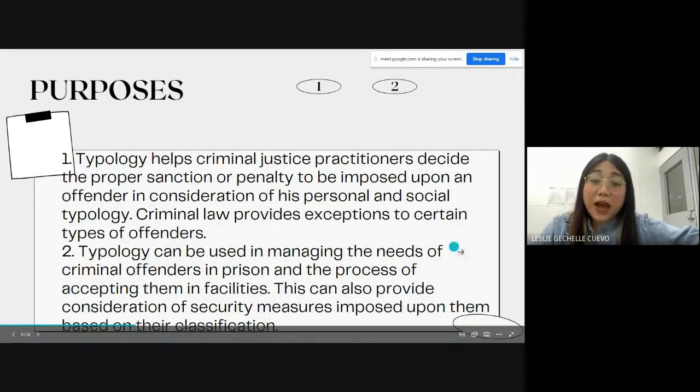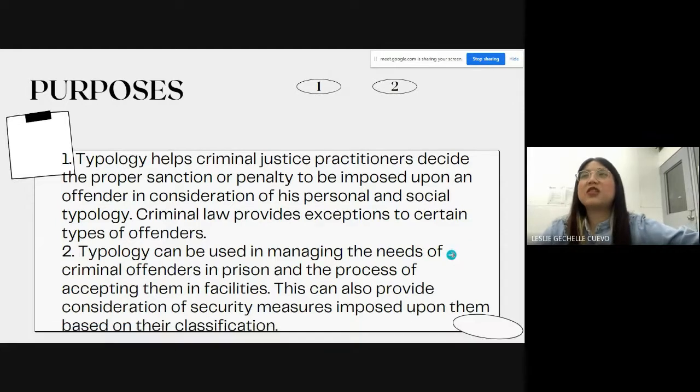Mas madali daw ma-manage yung needs ng criminal offenders. Eh, kung ikaw ay dadalhin na sa kulungan o ikukulong na, kailangan malaman kung may mga sakit ka bang nakakahawa. Hindi ka pwedeng isama doon sa general population. Hindi naghasik ka pa ng lagim doon, di ba? Nagkasakit pa kayong lahat doon. Ayun, sinesegregate, lalo nga yung mga may sakit.